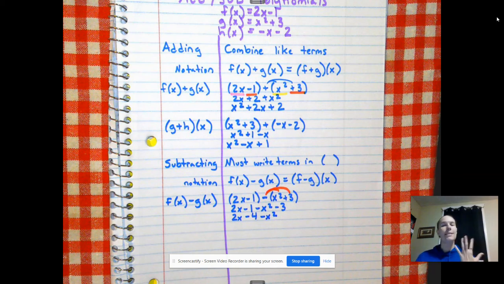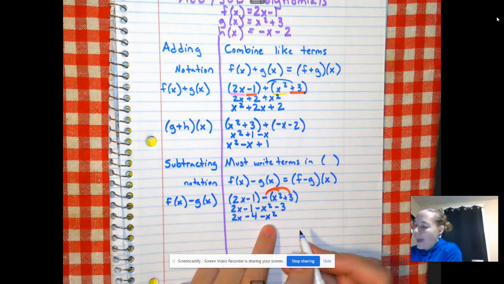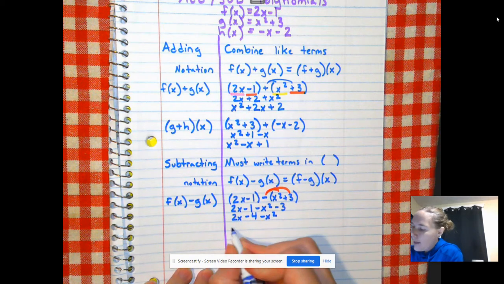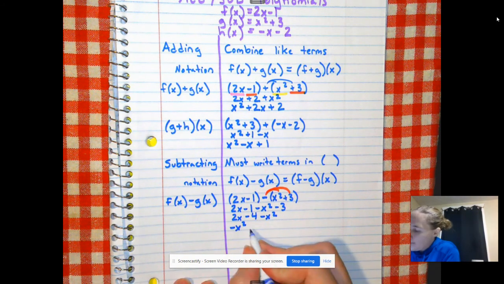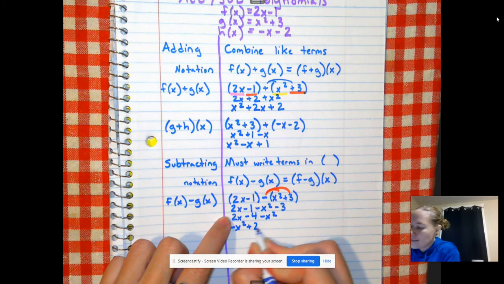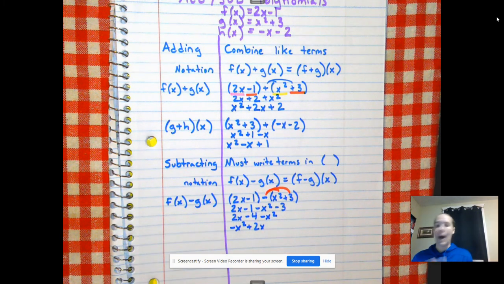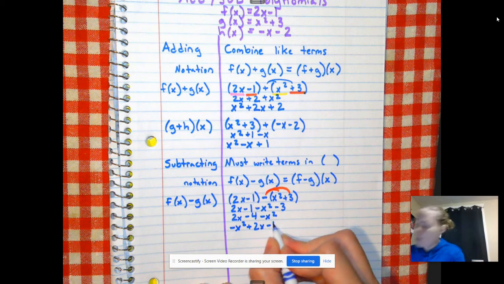I need to write this in standard form. So remember, you take it from biggest to smallest in terms of the exponent. So I have this negative x squared. Don't forget that negative. It stays with it. This is a plus 2x because there's nothing in front, so it's assumed to be positive. Then minus 4.